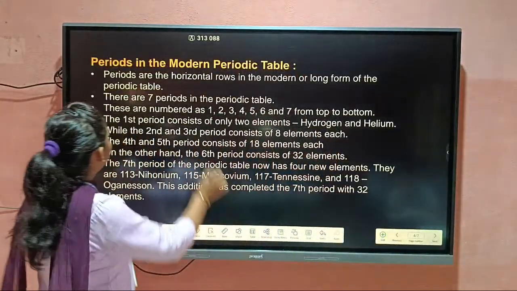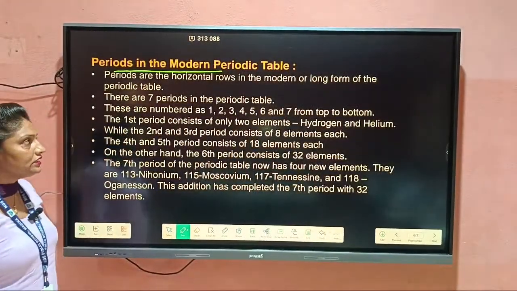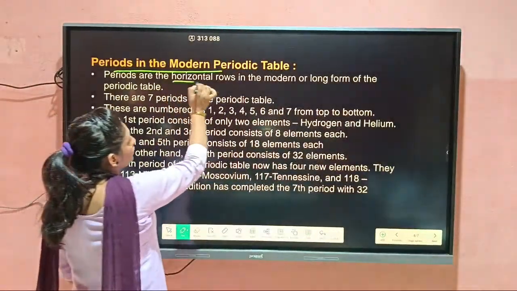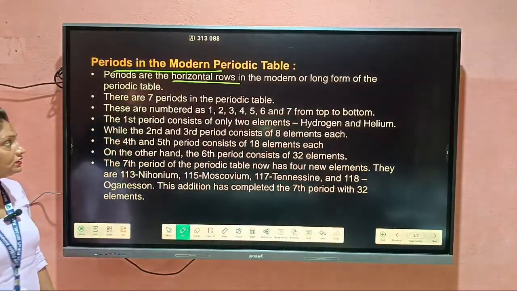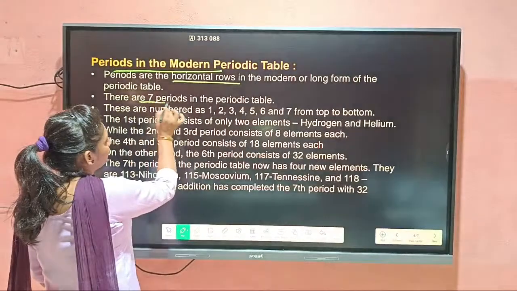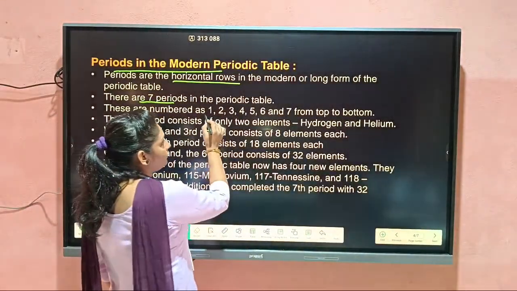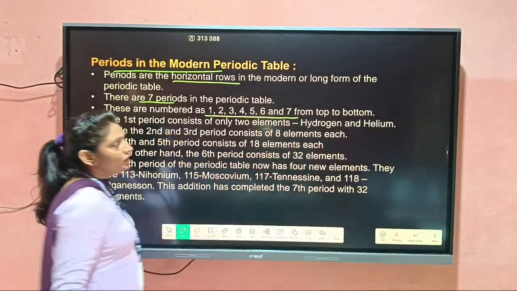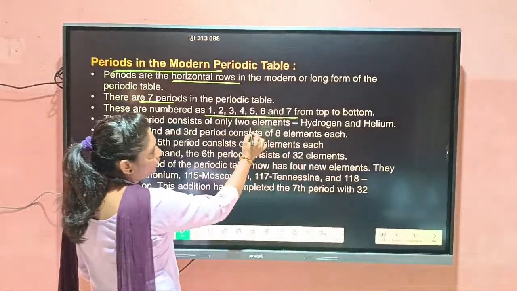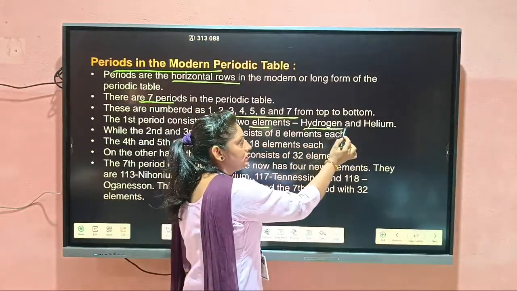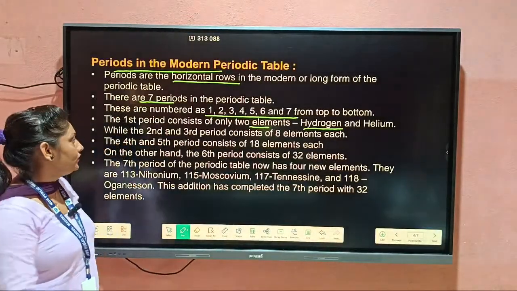Now, periods in the modern periodic table. We have already discussed that the horizontal rows present in the modern periodic table are known as the periods. There are a total of 7 periods in the periodic table, numbered from 1 to 7 from top to bottom. The first period consists of only 2 elements. We have already seen this. It consists of hydrogen and helium.